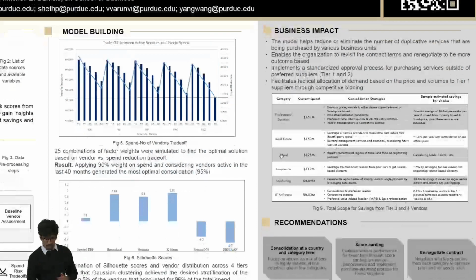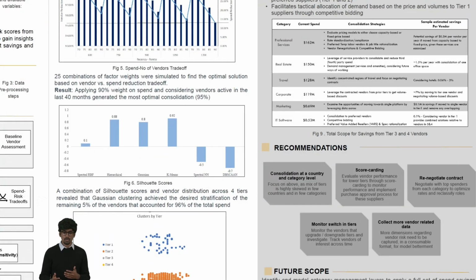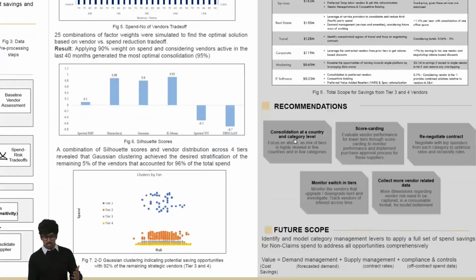And moving on to recommendations, we identified a few strategies that could help further better the model. So one of them is consolidation at the country and a category level to help us understand the dynamics and the interaction of our clients with various business vendors. And similarly, scorecarding will help them understand which vendor is more strategic, and trying to also monitor the switch between tiers across time will help them strategize vendors proactively in real time, and also collecting more vendor data will help us include various dynamics into the model.